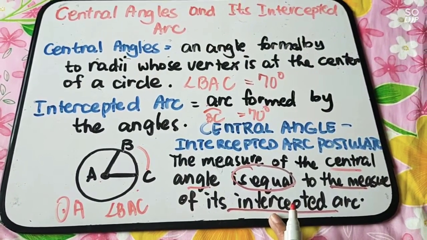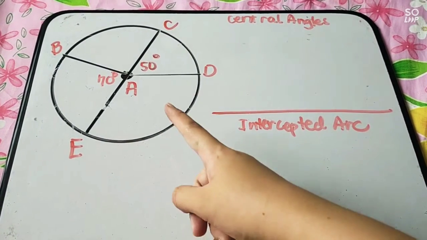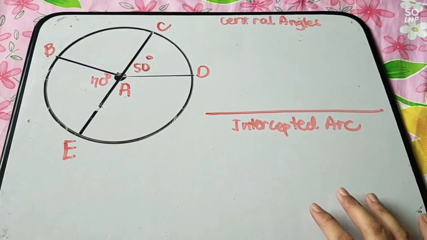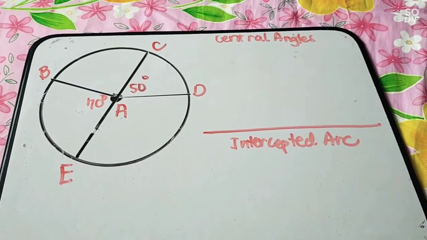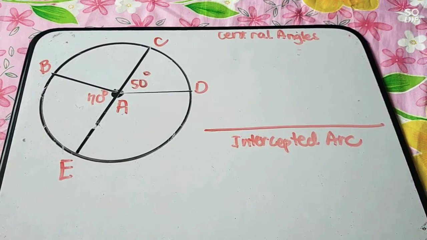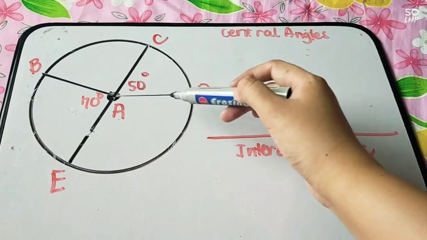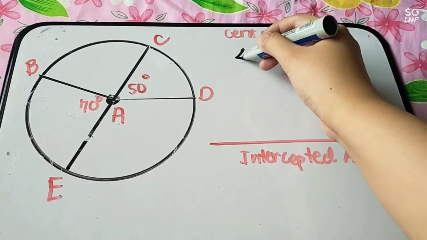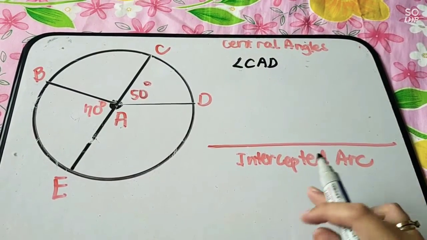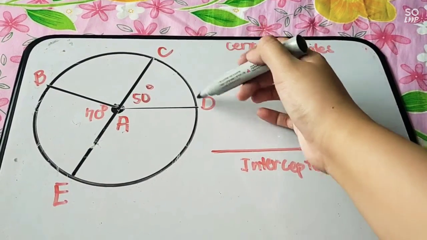Did you get it? Let us consider this figure. We have circle A. We are going to find the central angles and their intercepted arcs. Let us name all the central angles of circle A. We have angle CAD. Then, the intercepted arc of this central angle is arc CD.